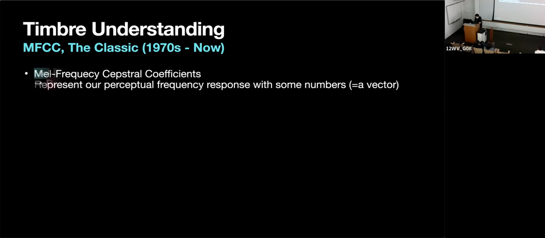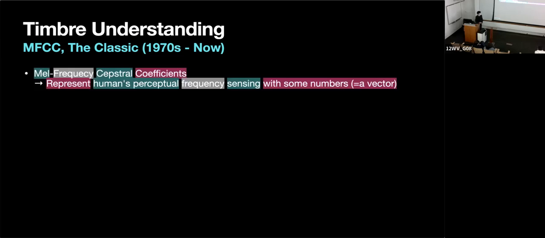That's a bit long and a bit difficult to understand, so I put some colors here. You can Google or check Wikipedia to see why they are perceptual. But in a nutshell, mel and cepstrum correspond to human perceptual sensing. There's some notion in the formula, just three or four equations involving the Fourier transform. What it does is first represent some information of the sound with some numbers, that's the coefficients. Then the green part, mel, is about human perceptual sensing. Finally, frequencies.